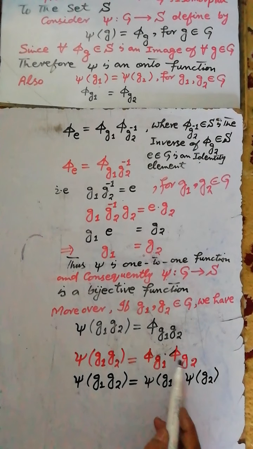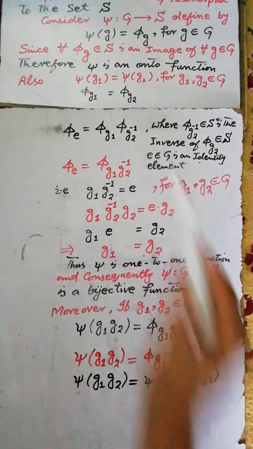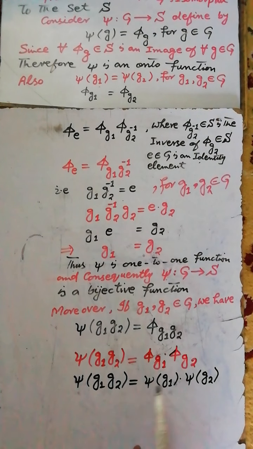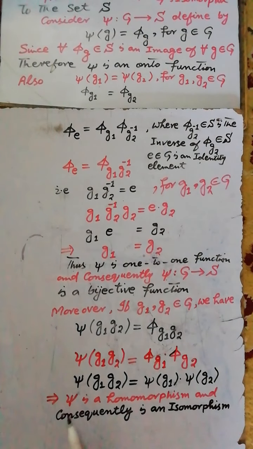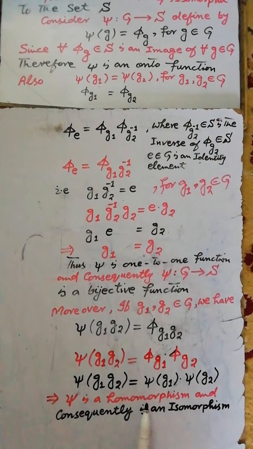That is, pi g1 multiplied by pi of g2 is equal to pi of g1 g2, and pi of g1, according to this condition, is equal to psi of g1, and pi of g2 is equal to psi of g2. That is, psi of g1 g2 is equal to psi of g1 multiplied by psi of g2. Thus, the function psi defined from the group G to the set S, where the set S contains all the permutations defined on the group G, is a homomorphism and consequently an isomorphism from the group G to the set S.